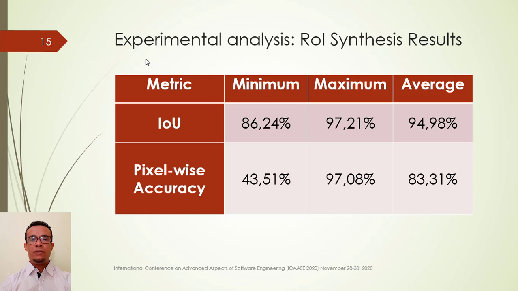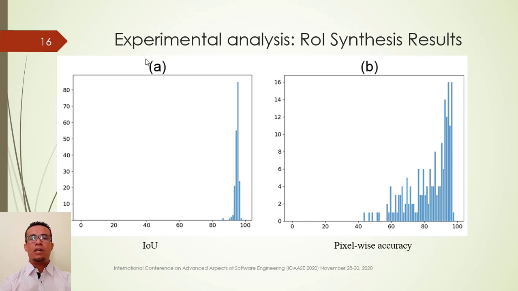The intersection over union values of the generated region of interest segmentations were between 86 and 97%, with an average of 94%, as shown in this table. The pixel-wise accuracy varies from 43 up to 97%, with an average of 83%. The histogram of intersection over union and the pixel-wise accuracy distributions are shown in this figure. Most intersection over union values are centered on 94%, whereas the pixel-wise accuracy values distribution was wider than that of the intersection over union.